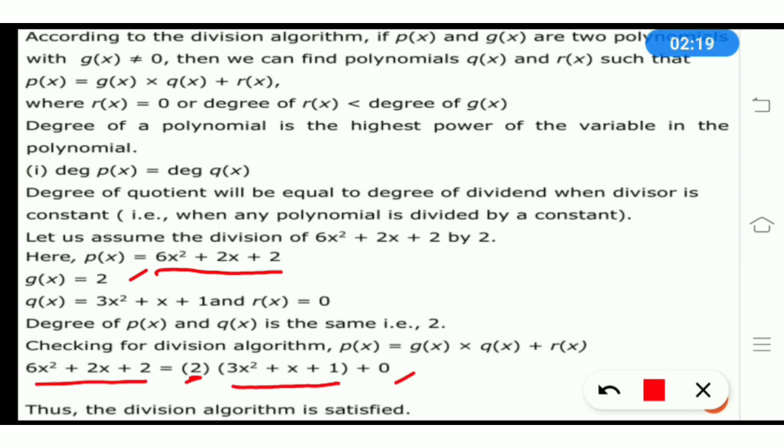That means left hand side equal to 6x square plus twice x plus 2, and right hand side is also 6x square plus twice x plus 2. That is, left hand side equal to right hand side. Thus the division algorithm is satisfied or verified. Clear? So the first one is complete. Next question. But remember that the degree of a polynomial is the highest power of the variable. Okay.